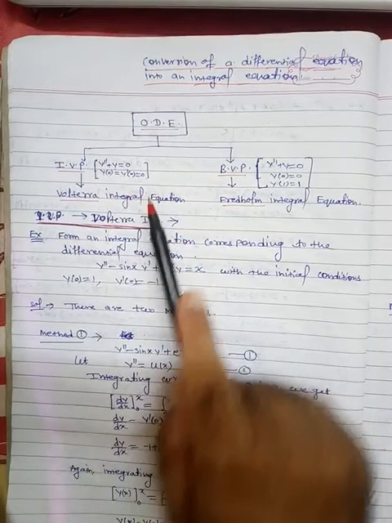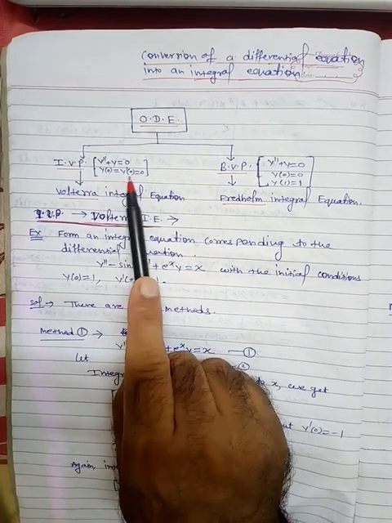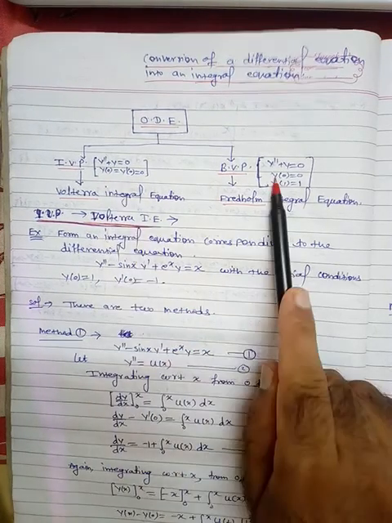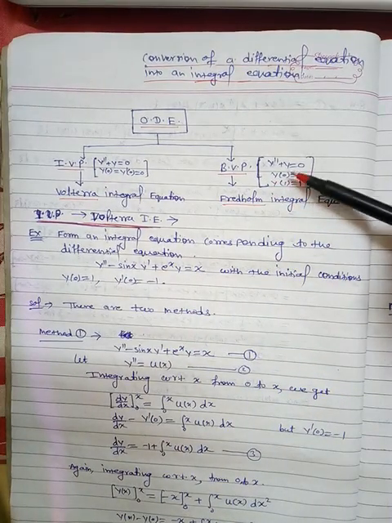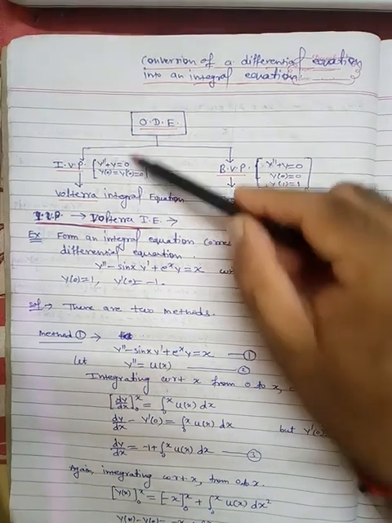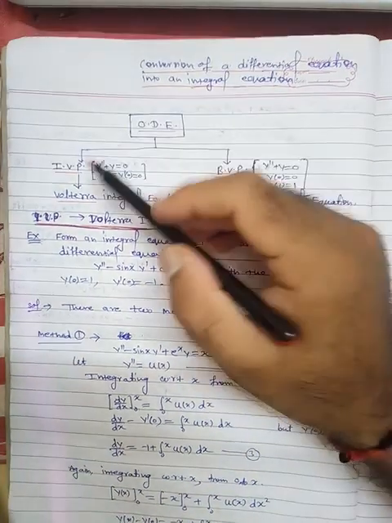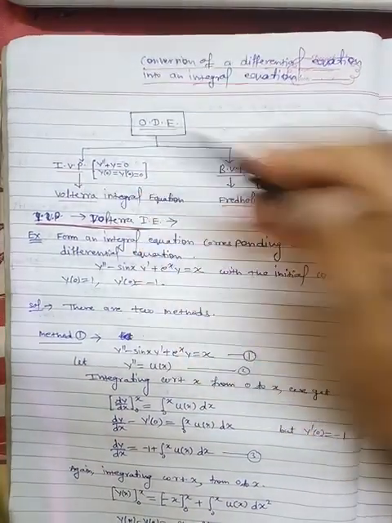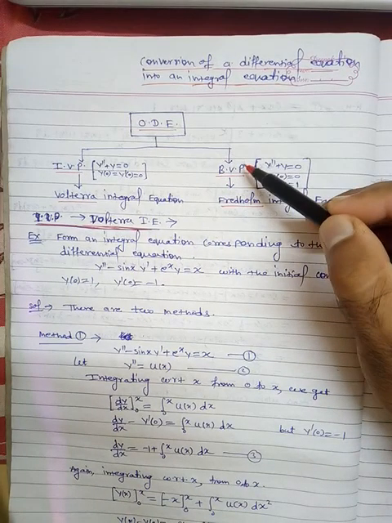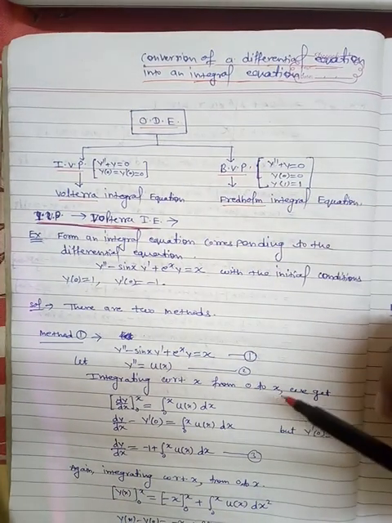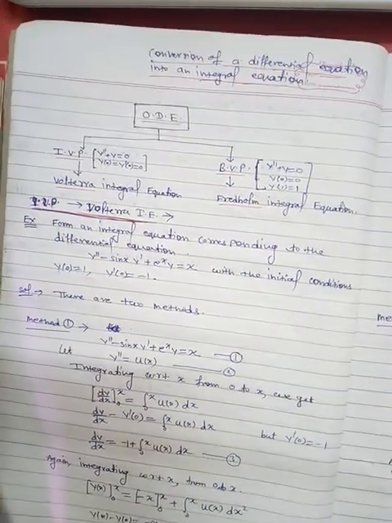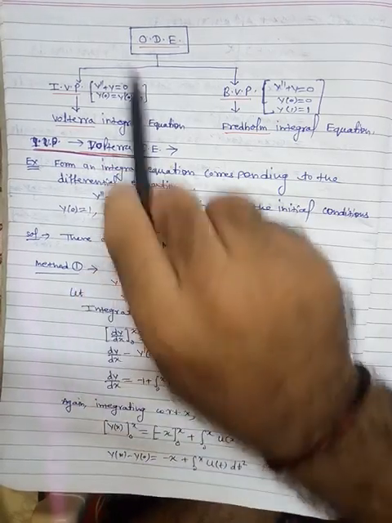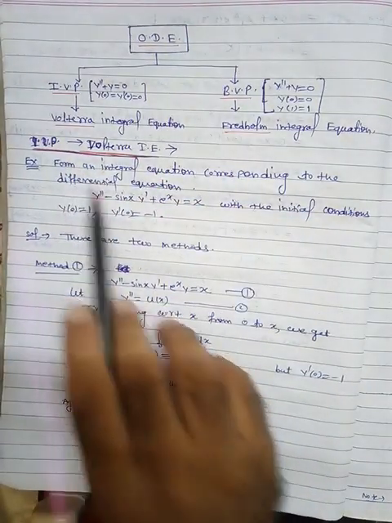This is an initial value problem because the conditions are given at the same point, 0, both these conditions. However here both these conditions are given at different points, 0 and 1. That's why this is a boundary value problem, and this is the initial value problem. When you convert an initial value problem into an integral equation, it becomes a Volterra integral equation. Similarly, when you convert a boundary value problem into an integral equation, it becomes a Fredholm integral equation. So first I am taking the conversion of an initial value problem into a Volterra integral equation. For this we have this example.